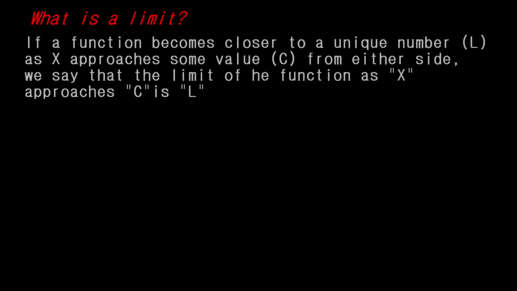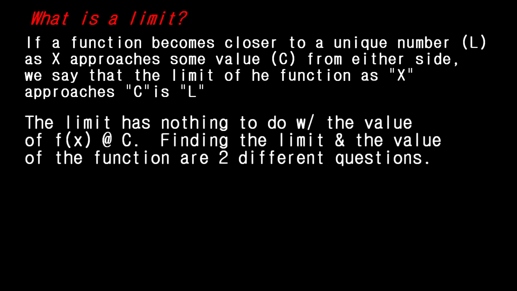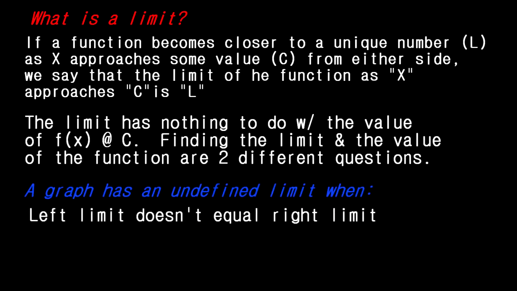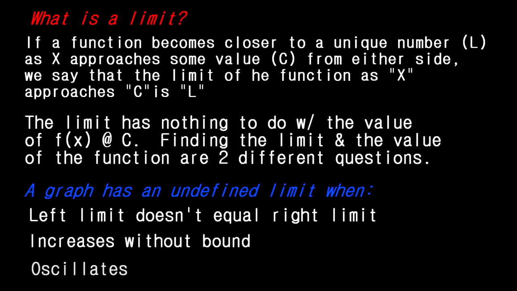Wow, this game's actually fun, and I learned something. Really? Like what? If a function becomes close to a unique number, L, as x approaches some value c from either side, then we say that the limit of the function as x approaches c is L. Also, we learned that the limit has nothing to do with the value of f of x at c. A graph has no limit if the left-hand limit does not equal the right-hand limit, when the function increases without bound, and lastly, if the graph oscillates between two fixed values. So, you ready for the calc final? Yeah, for sure.